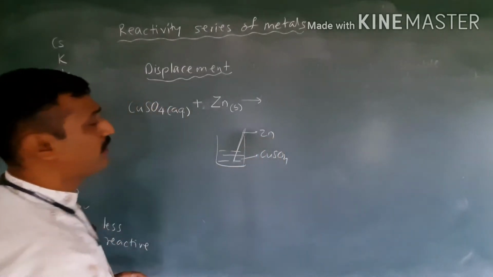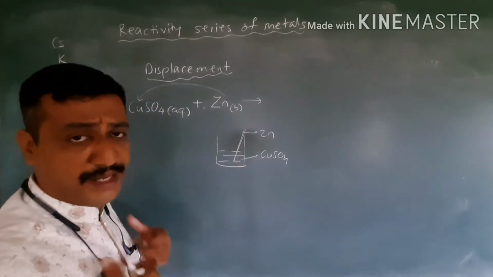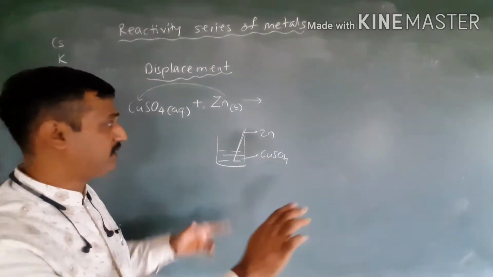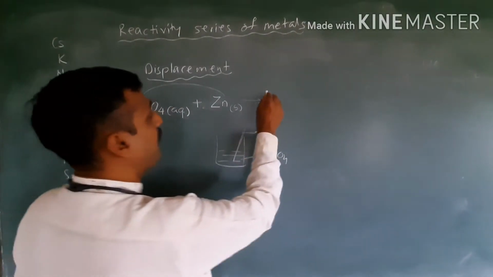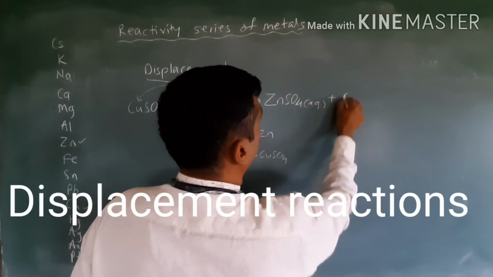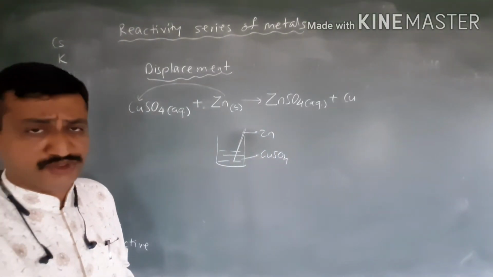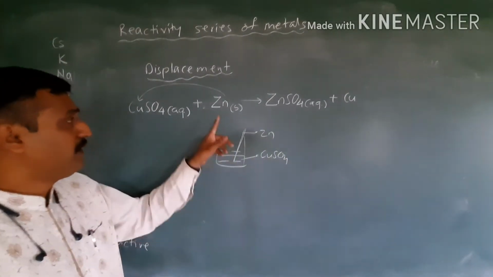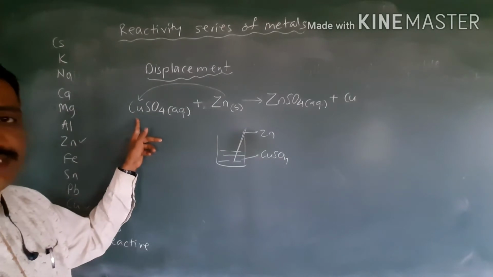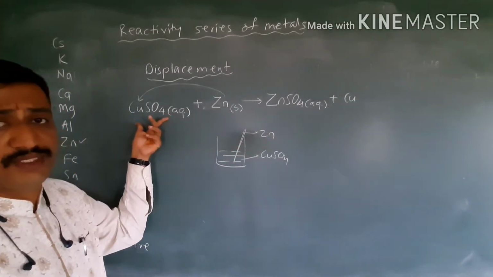As zinc is more reactive, zinc displaces copper. Zinc is saying to the copper that I am more reactive, you should go somewhere else. So zinc will be part of the solution now, ZnSO4. The solution will become ZnSO4 and copper will get separated out in the form of solid. Hope that you are understanding. A more reactive metal displaces a less reactive metal from its salt solution. It should be in its aqueous form.